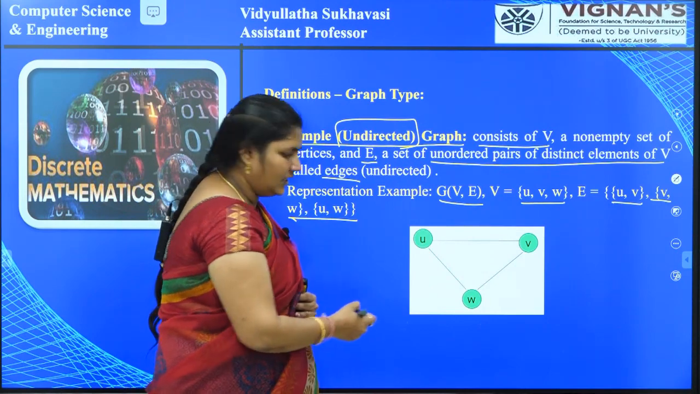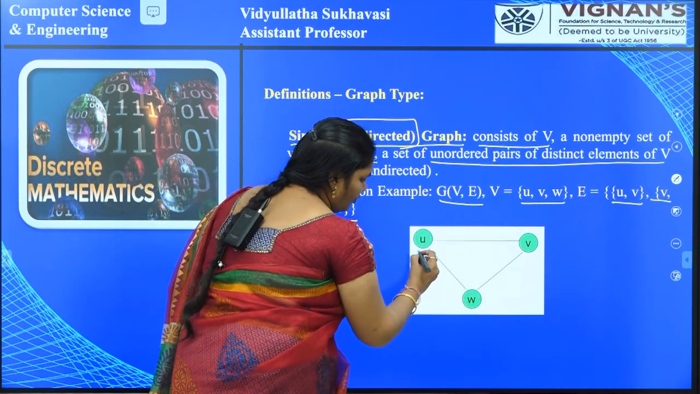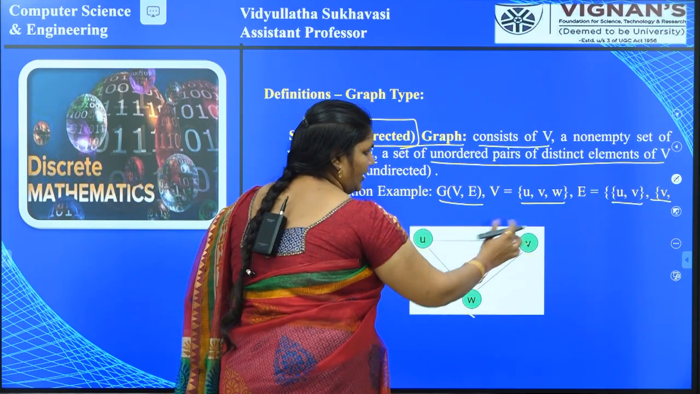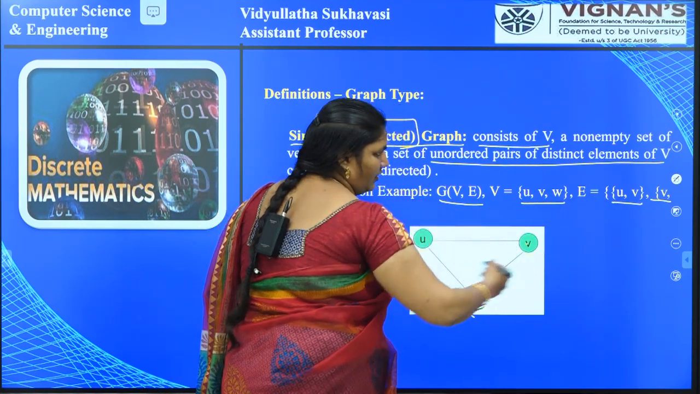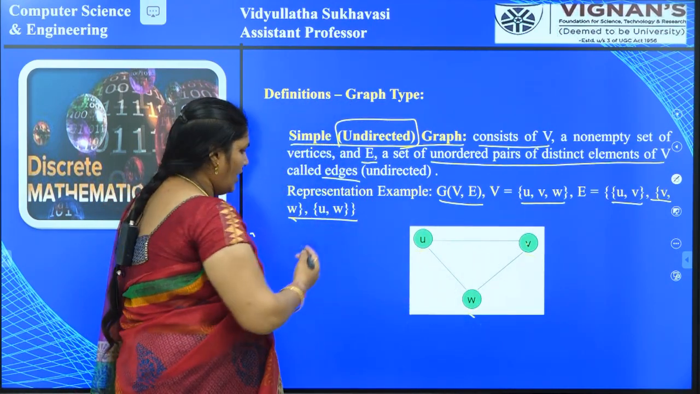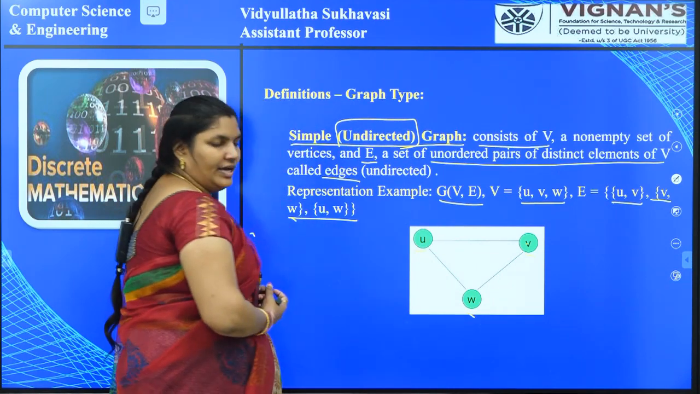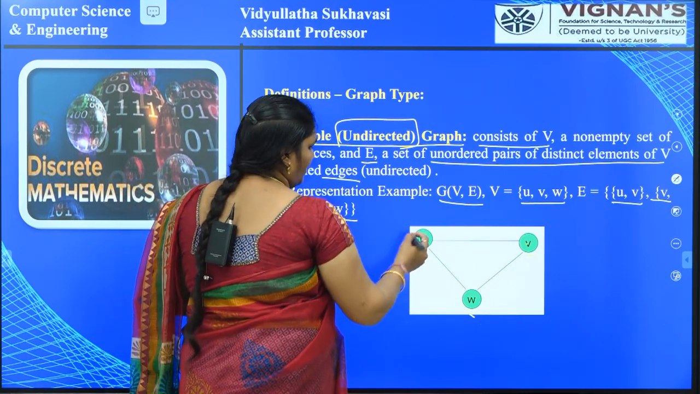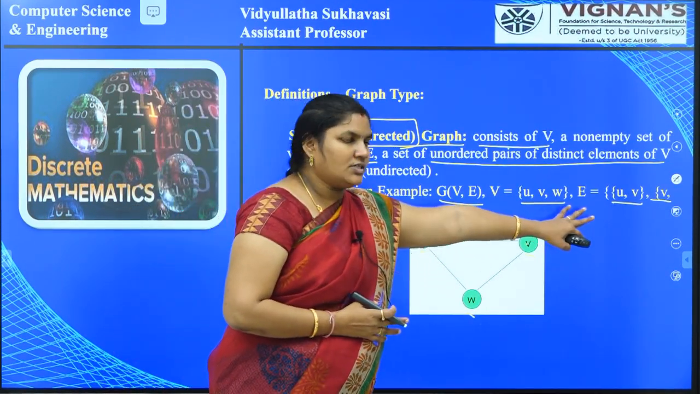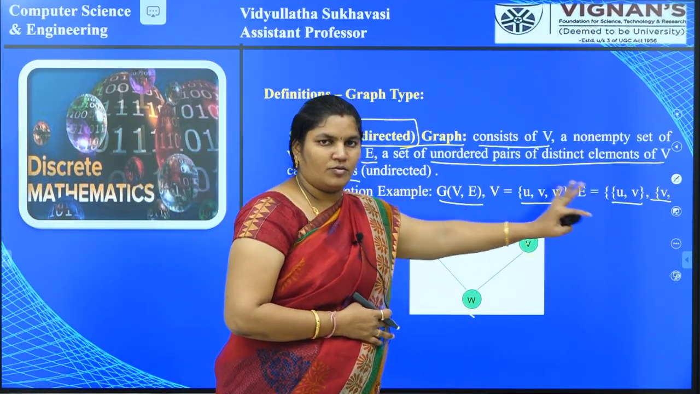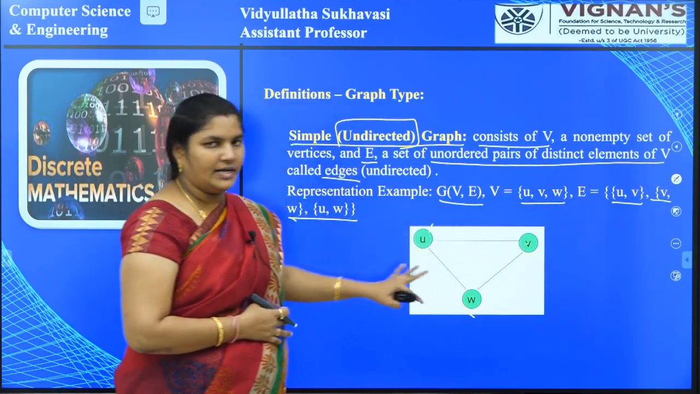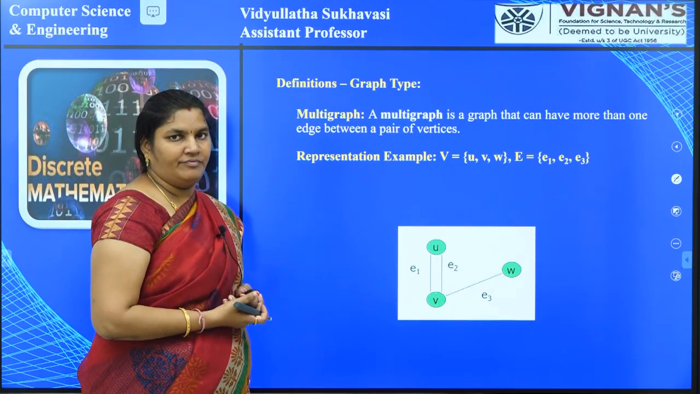Based on that we have taken a graph with vertices U, V, W, and between U and V we have an edge. So we have drawn it, and next V comma W we have an edge. From V to W we have drawn, and then from U to W we have drawn. That means we have connected all the edges based on the edges we have in the example. So whatever vertices and edges we have, based on that we have connected a graph.